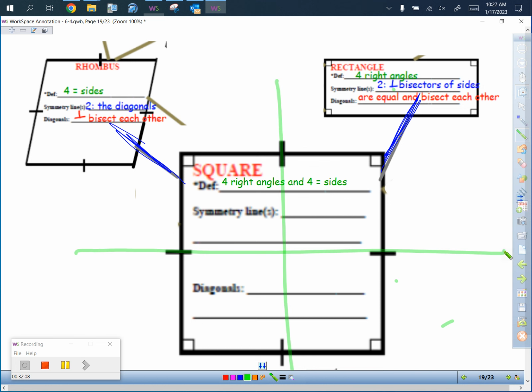Wouldn't that be that one and that one? Those 2 green guys. How many does the rhombus have? 2. Are they the same ones as the rectangle, or are they different ones? They're different. Who are they? The diagonals. So if I could draw it in, how many total symmetry lines does that guy have?